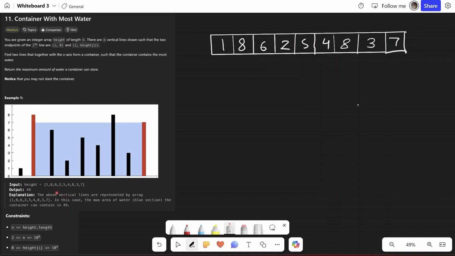For example, the heights of these lines are 1, 8, 6, 2, and here the max water that two lines can contain between themselves is between these two lines, which is this thing which I have shaded here. And what will be that area? To calculate that area, we have to calculate the minimum of these two. For example, the minimum of this is 8 and this is 7.